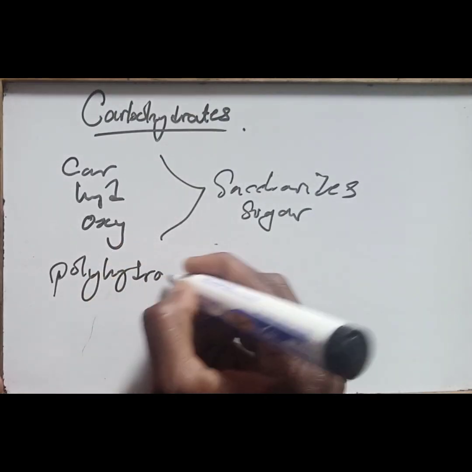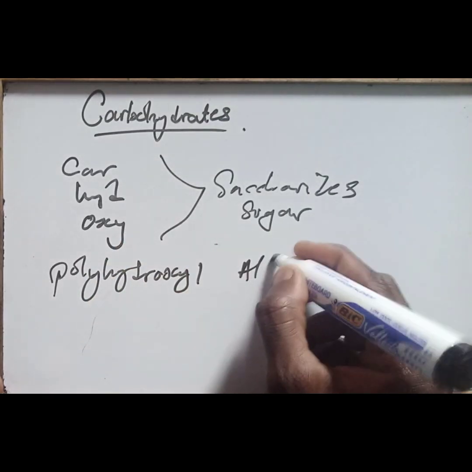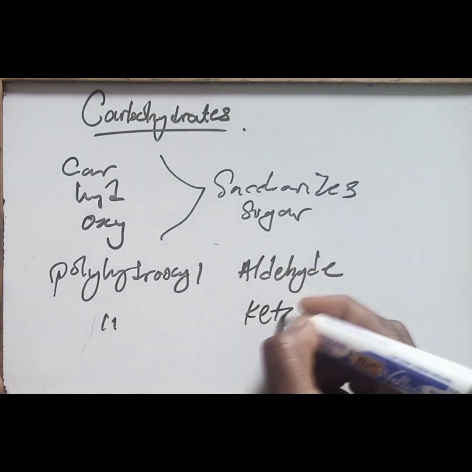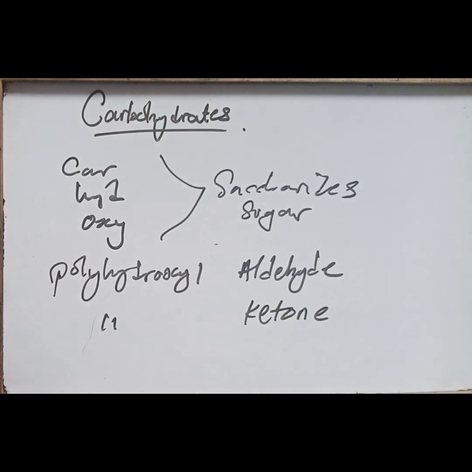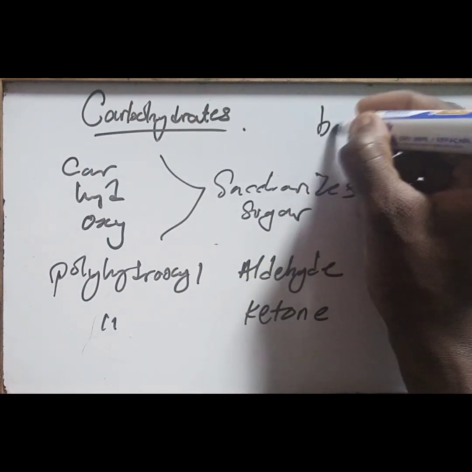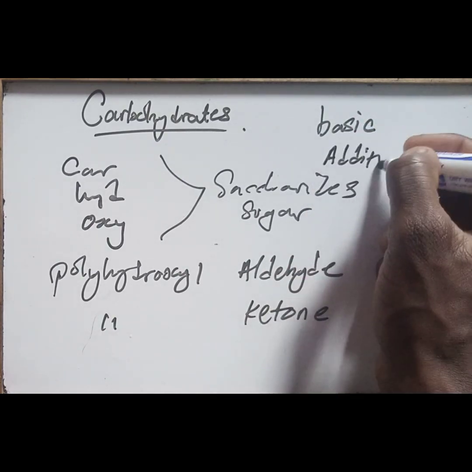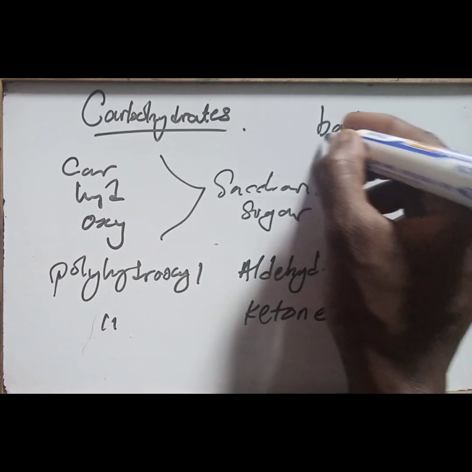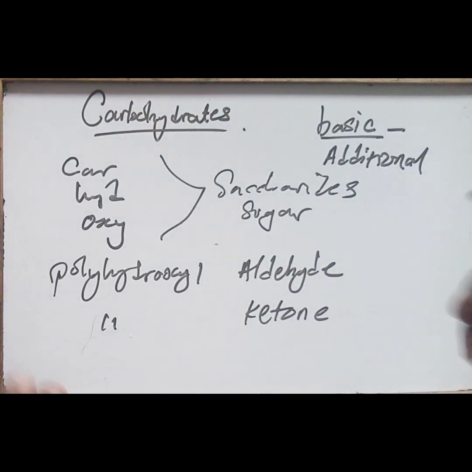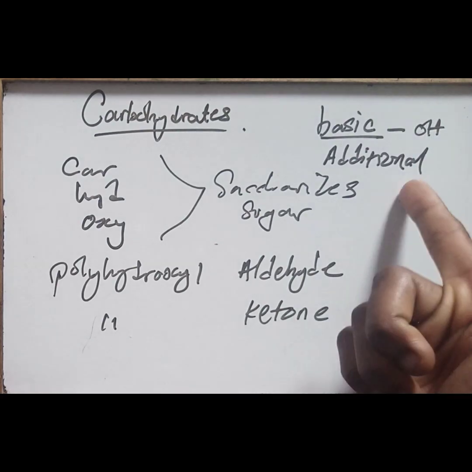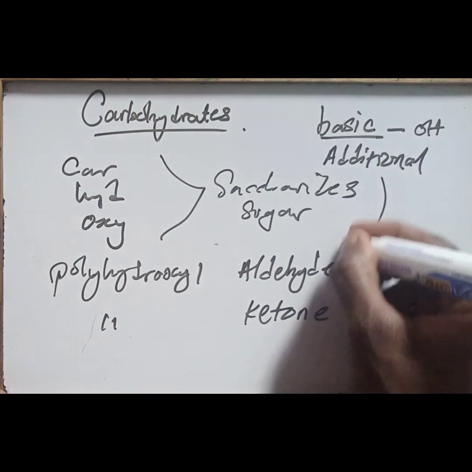So these saccharides can either be polyhydroxyl aldehyde or polyhydroxyl ketone, depending on the additional functional group. Talking about the additional functional group, carbohydrates have the basic functional group and an additional functional group. The basic functional group for carbohydrate is the hydroxyl group, while the additional functional group is the aldehyde and the ketone.